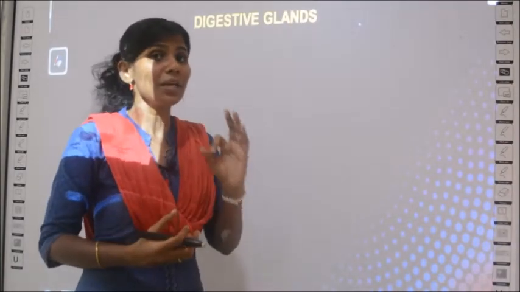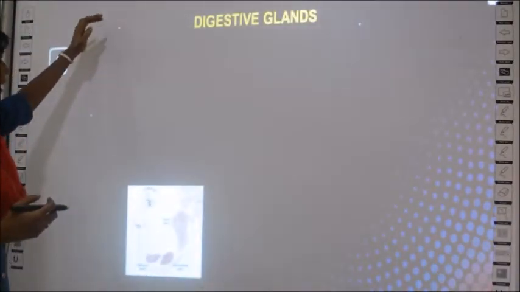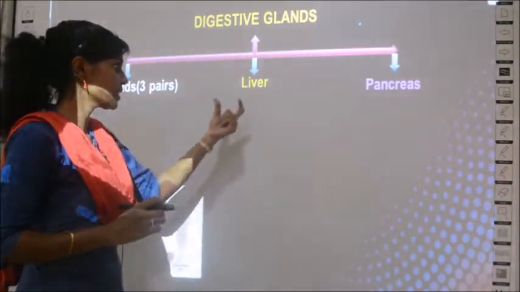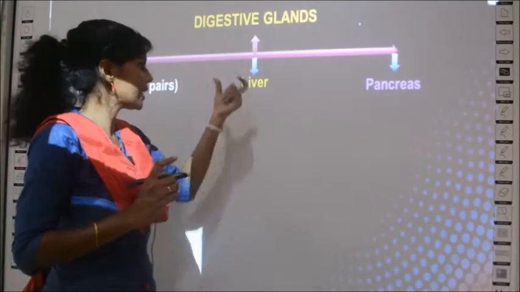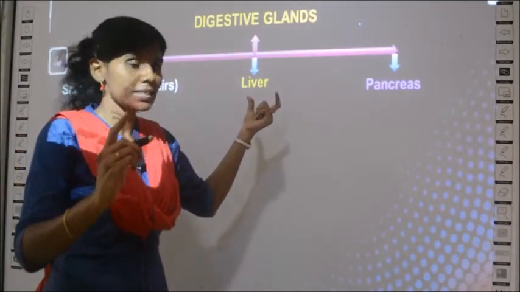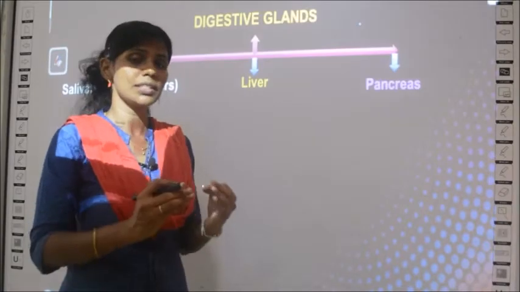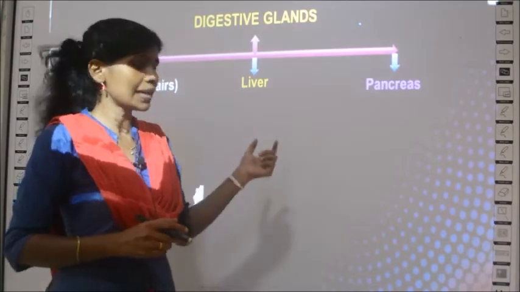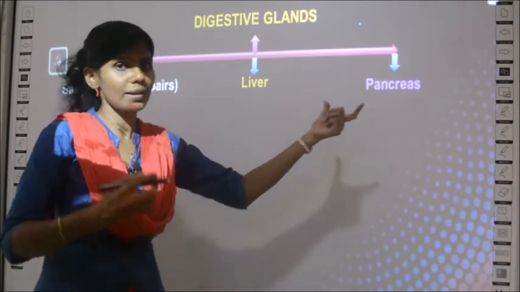So there are three digestive glands in the human digestive system. What are they? They include the salivary glands, three pairs of salivary glands, the liver and the pancreas. The salivary glands are a digestive gland, the liver is also a gland, and the pancreas is also a gland. In this slide we will learn about the salivary glands, and in the next slide we will learn about the liver and pancreas.